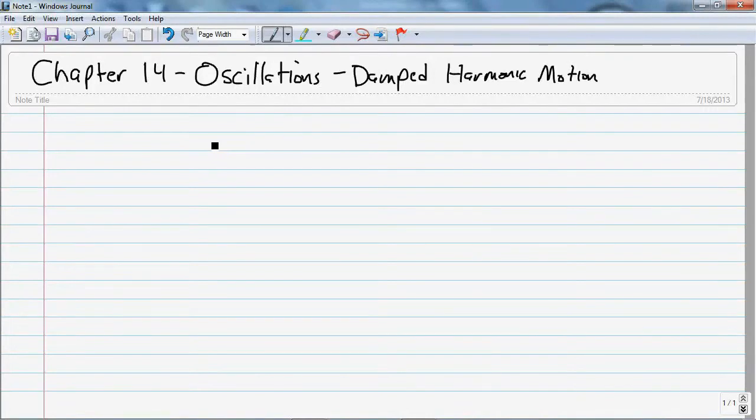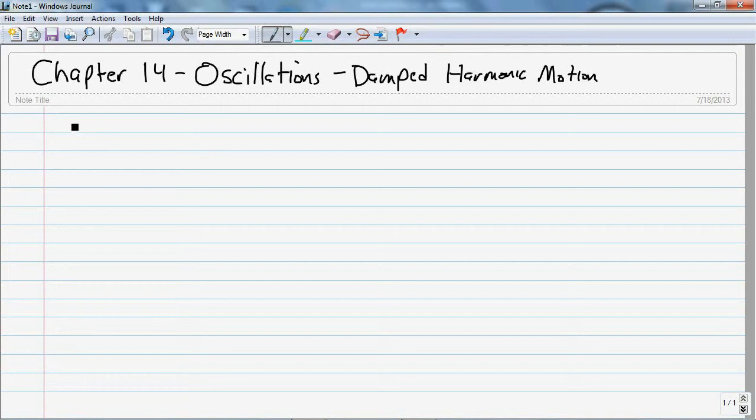So far in our discussions, we've only spoken about frictionless systems. And so we saw how we only had a cosine function and the oscillations just continued to go. There was no change in them. But now we need to look at what happens when we add friction.